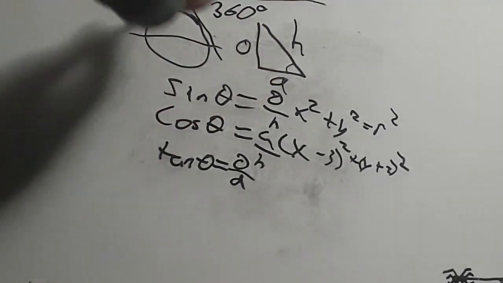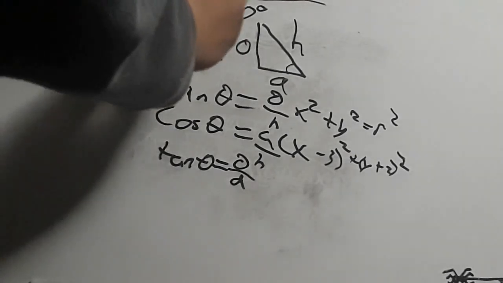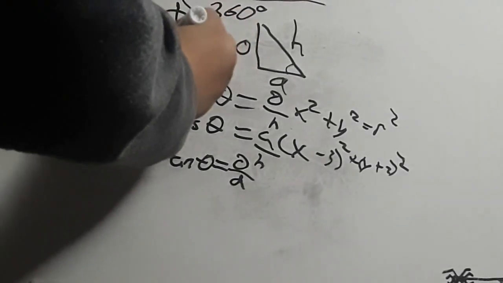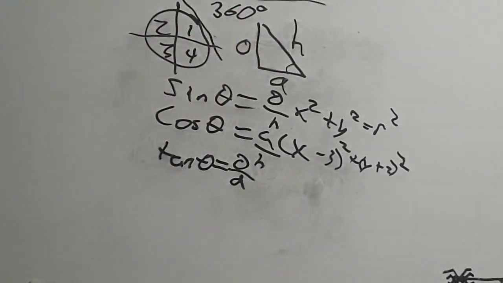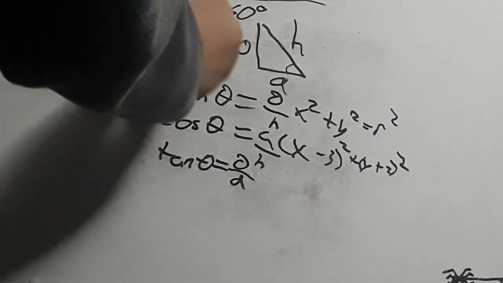Alright, so we have our quadrants, 1, 2, 3, 4. If you didn't know that, I'll just put it down right here. And we're going to separate this into the basic 45 degrees all the way around.